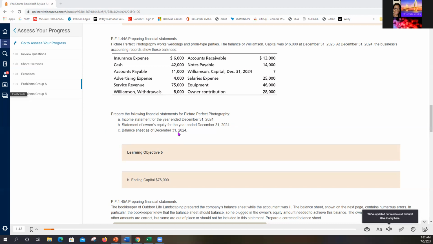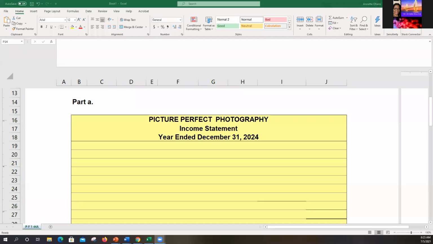December 31st, 2024. So here we know that the ending capital should be $76,000. So let's prepare the income statement, statement of owner's equity, and balance sheet for this problem. So we're going to prepare the income statement. Income statement year ended December 31st, 2024.